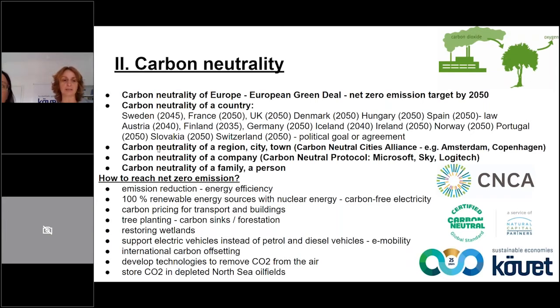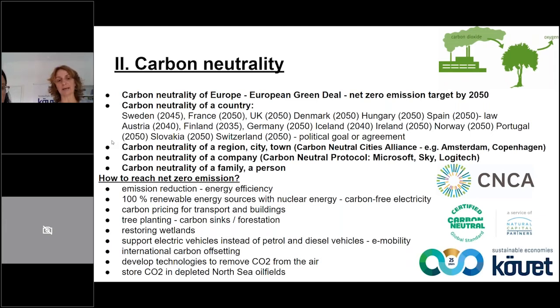So next is how to reach this net zero emission, even if you are thinking about a company or a family or a country. You have the following possibilities to reach that. The first and the most important we think is the emission reduction. So the total emission reduction, the energy efficiency is the most important. And then the renewable energy sources, of course, instead of fossil fuels.